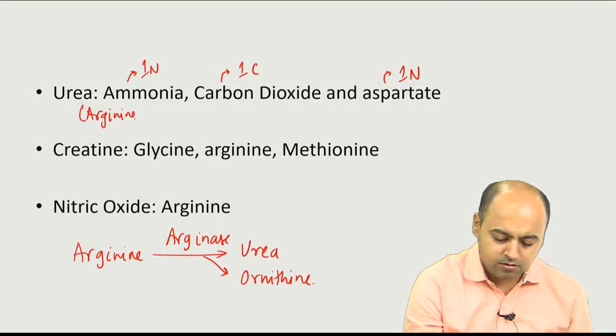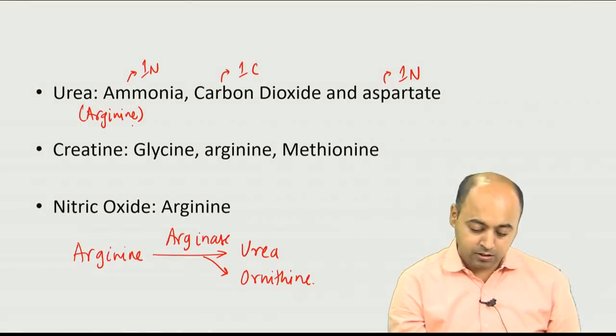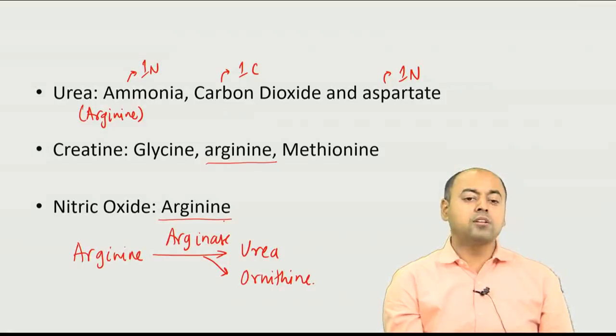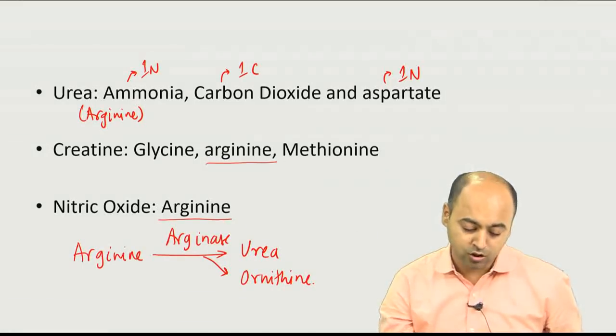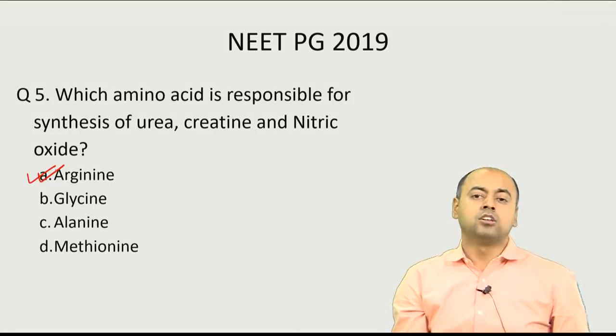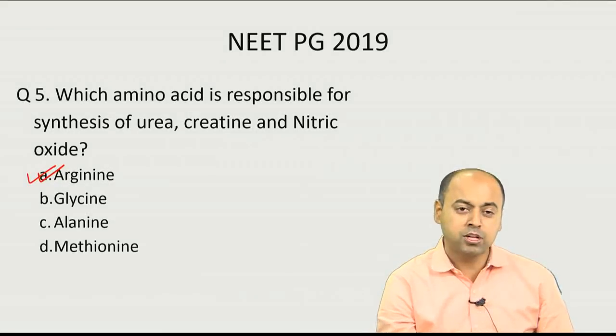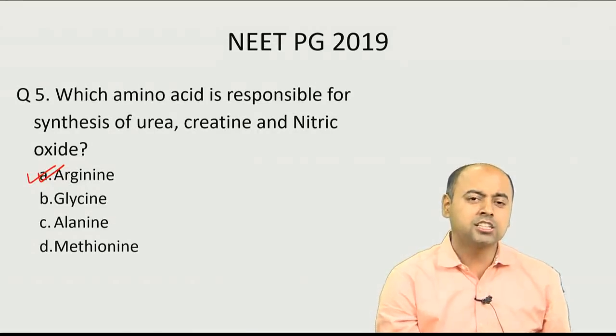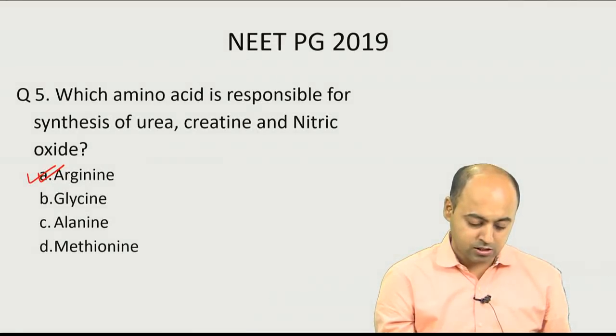Keeping this in mind, urea, creatine and nitric oxide, all of them come from arginine. So the best possible answer in this case would be arginine. The best possible answer in the given list for the amino acid which generates the 3 molecules is arginine.